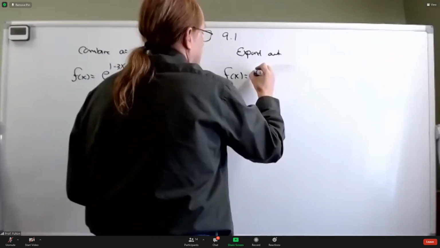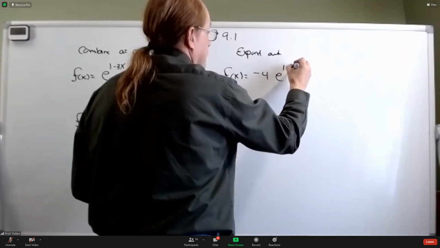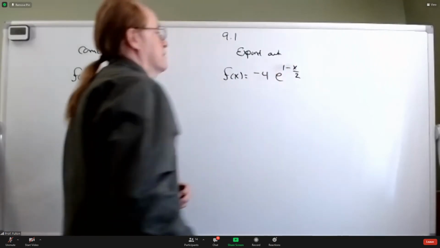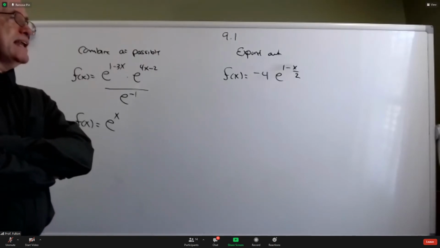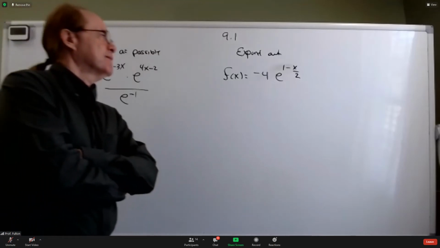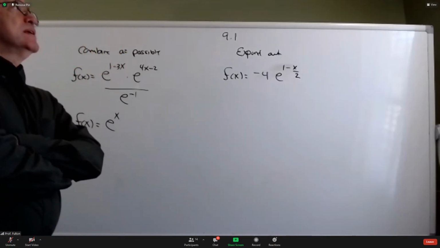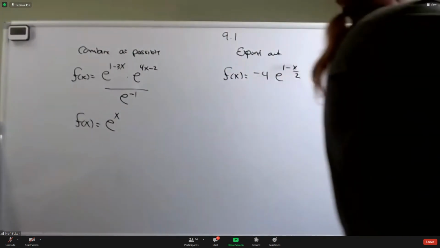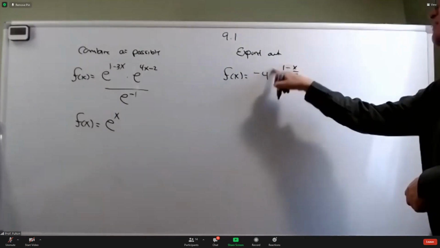Yeah, maybe it will. e to the 1 minus x over 2. So expand that out and write it without any negative exponents. And also, if you can, try and write it without any sort of fractions. See if you can take it to that level.